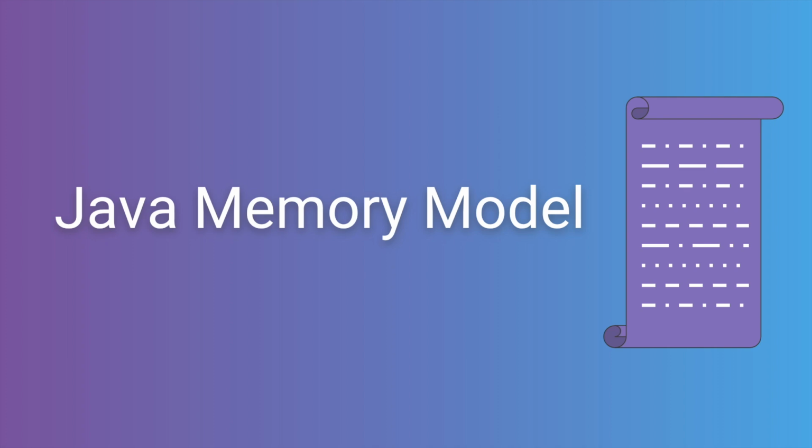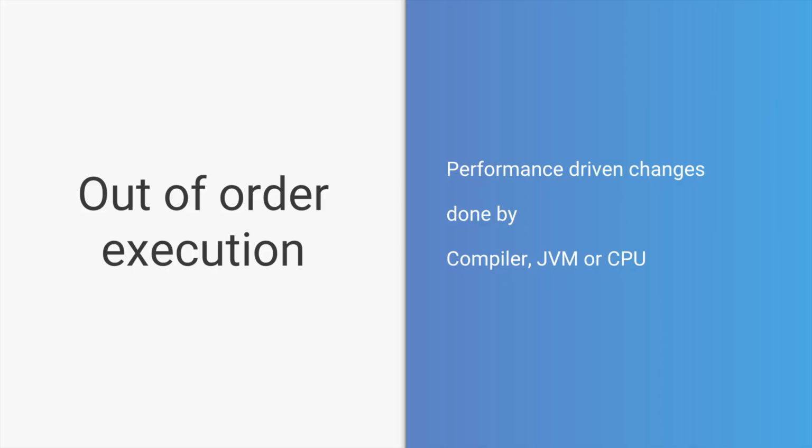Before we understand Java memory model, we need to understand two concepts. The first concept is called out-of-order execution. When you write a program, it's generally a series of statements. You expect that those series of statements will be run in the same order that you have written it. But it is completely possible that the compiler or the JVM or the CPU will change the order of your instructions to drive some performance out of it. And this is done in a way that the program semantics remains the same. So the program output will always remain the same, even though these changes are made by the compiler or the JVM or the CPU.